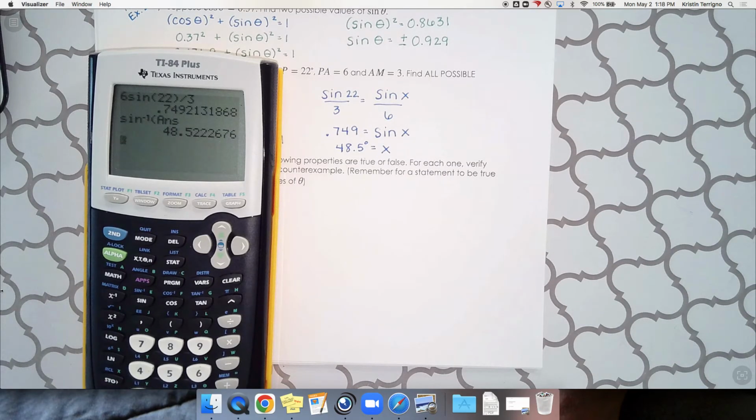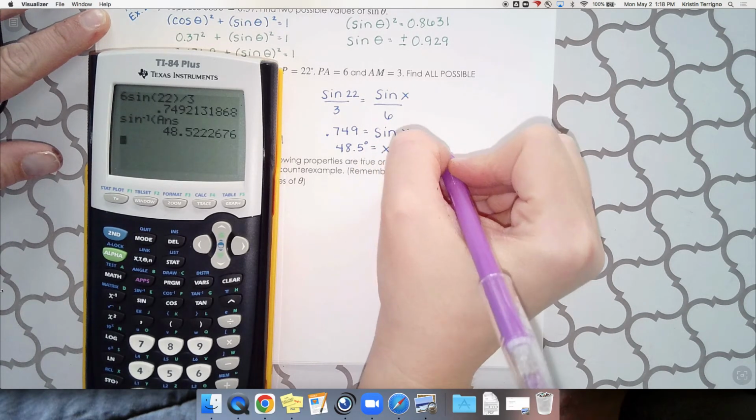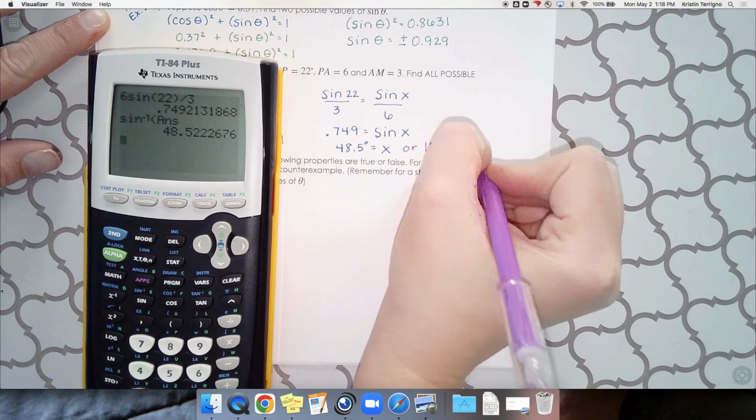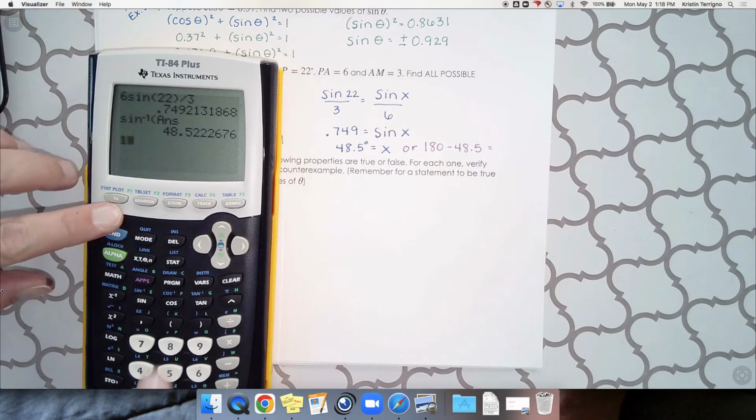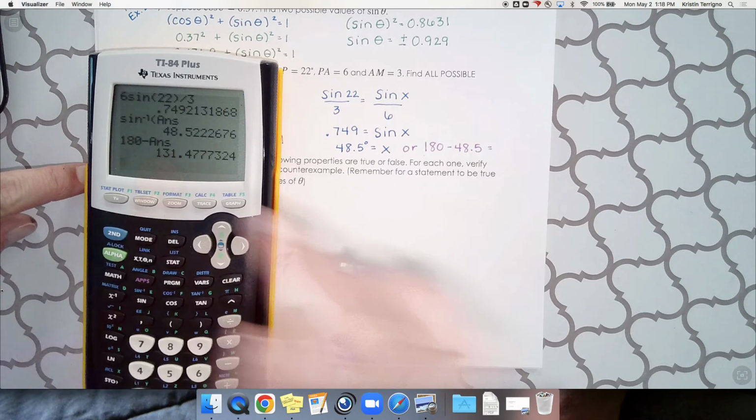Could you subtract 48.5 from 180? Yeah, this is saying we're going 48.5 degrees this way. So this is going 48.5 degrees this way from 180. So I'm doing 180 and I'm subtracting 48.5. Okay. And so that's my second answer. So here I'm going to say or 180 minus 48.5. Okay, and I get this, we'll just call this 131.5.